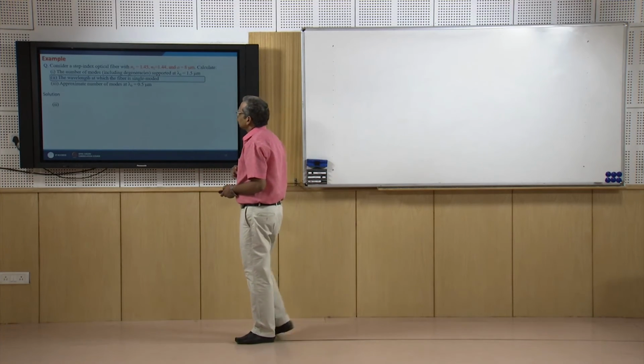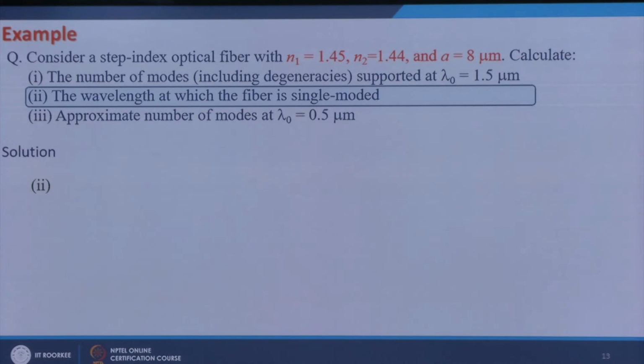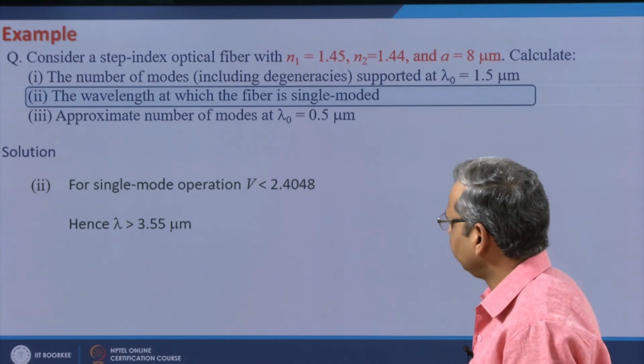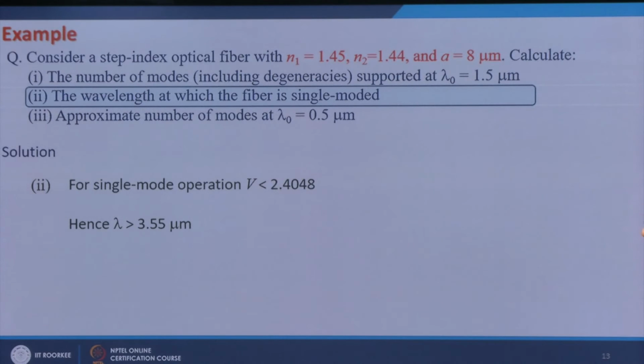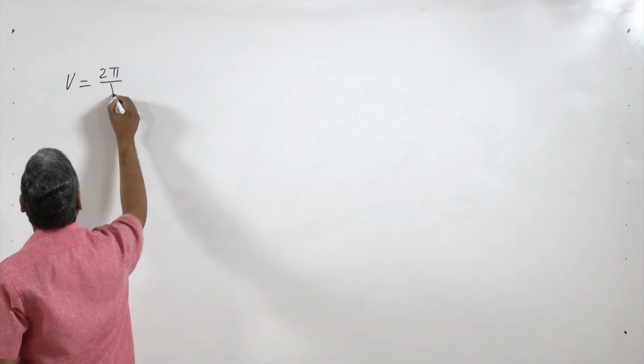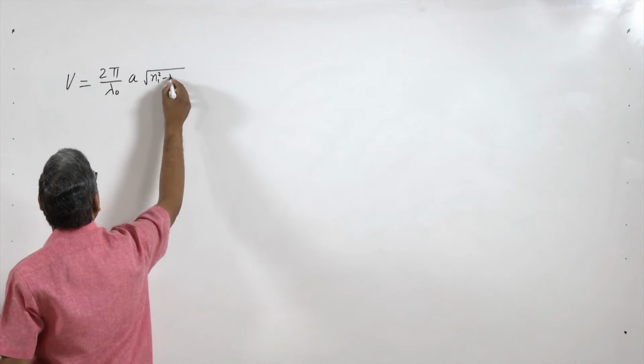Second is the wavelength at which the fiber is single moded. If I want to find out the wavelength range in which the fiber is single moded, then I know the single mode condition for a fiber is V should be less than 2.4048, and I have the expression for V, which goes as V is equal to 2 pi over lambda naught times a times square root of n1 square minus n2 square.